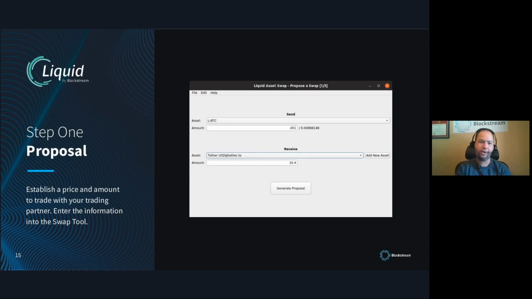All right, so I'm just going to walk you through the process real quick. You'll see it very soon interactively. So the first thing is you're going to want to select the asset and the amount of what you plan to send. Then the second thing is selecting what asset you plan to receive. If you don't have it already or have it in your asset directory in your configuration file, you can also click Add New Asset, and as long as you have the ID of the asset, you can add it in here, and it shows up. I select the amount of what I want to have here. So in this case, I'm trading 1,000th of a Bitcoin for 10.4 Tether.